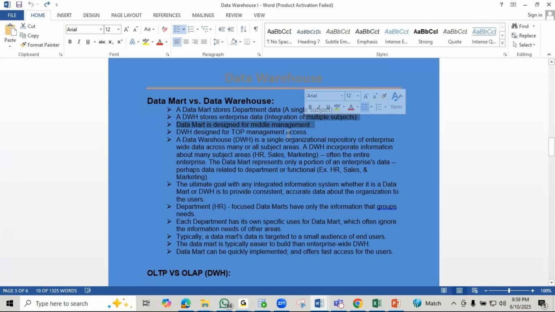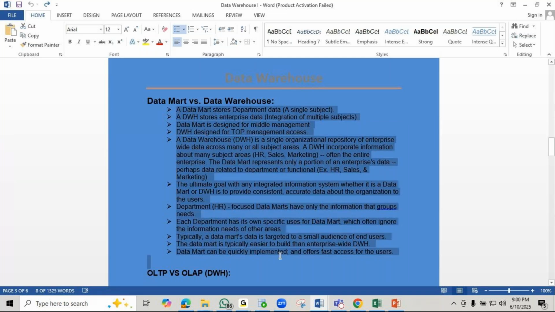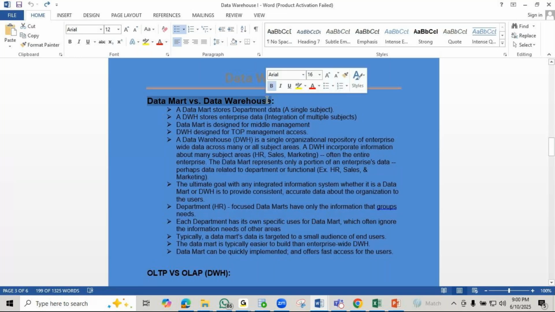But what about the data warehouse? A data warehouse is designed for top level management. And top level management means manager, VP, director, and definitely the client. They will have the access for this. The below is the same thing which we were discussing in a story format. It is mentioned. So this is a very important question, guys.